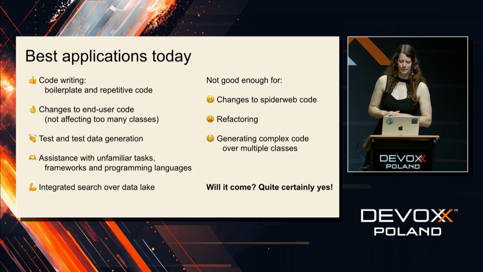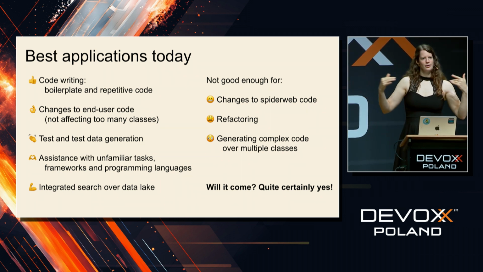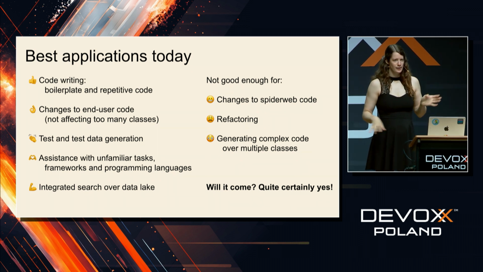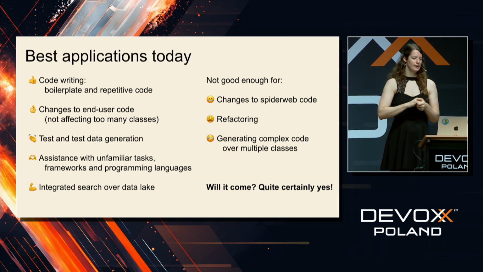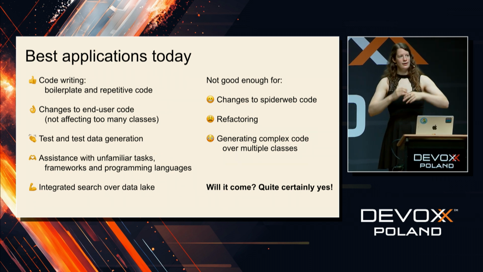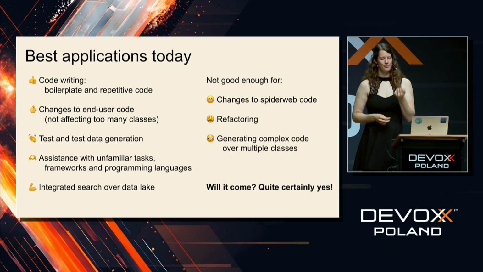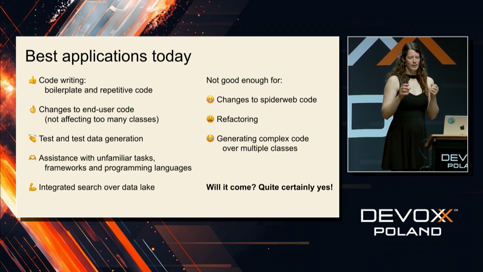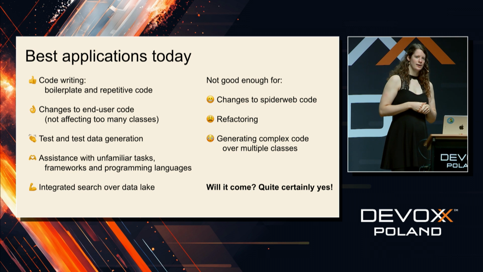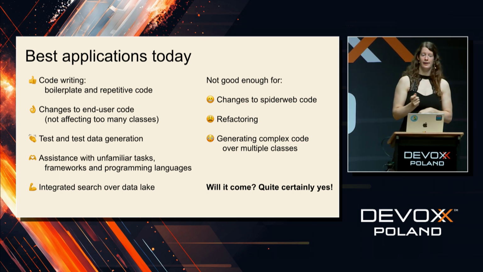So today, the best applications are code writing, changes to code that's not spaghetti code that has 20 references to it but somewhere at the end of your thing, it's great to use. For testing, test generation and test data generation, it's cool. For helping you with anything that's unfamiliar to you, and for big searches on data lakes. And that's actually a major positive thing, because people in knowledge jobs spend about 20% of their time searching for things. That's 1 day of your week, and AI can help a lot there.